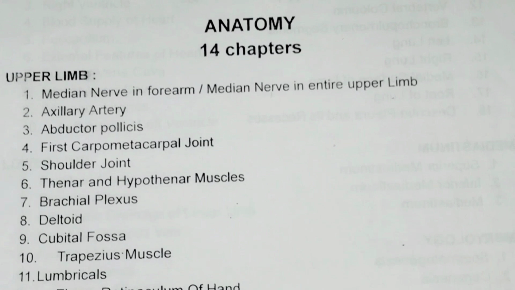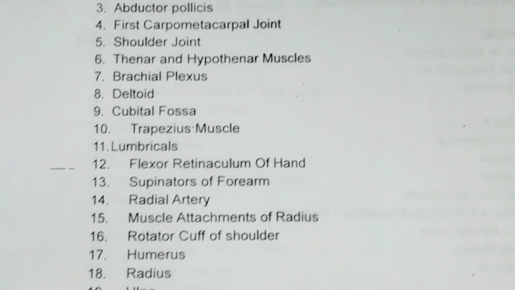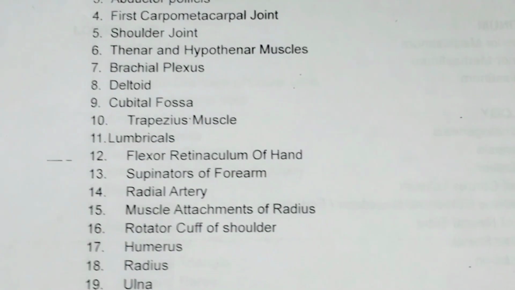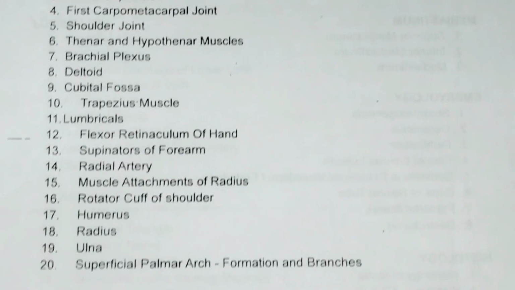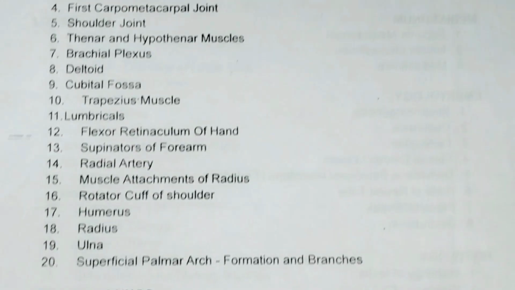11th one, lumbricals. 12th one, flexor retinaculum of hand. 13th one, supinator of forearm. 14th one, radial artery. 15th one, muscle attachment of radius. 16th one, rotator cuff of shoulder. 17th one, humerus. 18th one, radius, and 19th one, ulna. And the last question is superficial palmar arch. In this you have to include formation and its branches.